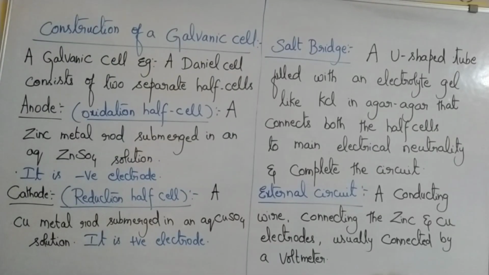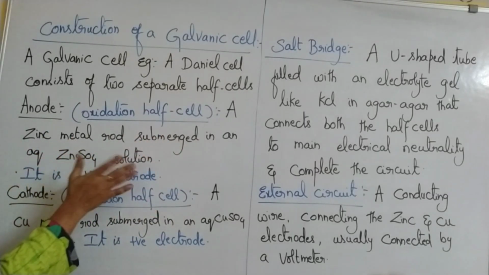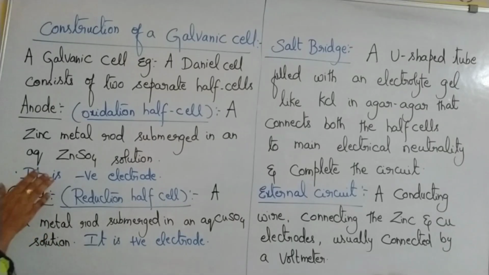So construction of a galvanic cell. A galvanic cell, for example the Daniell cell, consists of 2 separate half cells. మీకు తెలుసు కదా, 2 separate half cells ఉంటాయి. Anode, which is called the oxidation half cell. In that, a zinc metal rod is submerged in aqueous zinc sulfate solution. It is the negative electrode. Anode is the negative electrode.